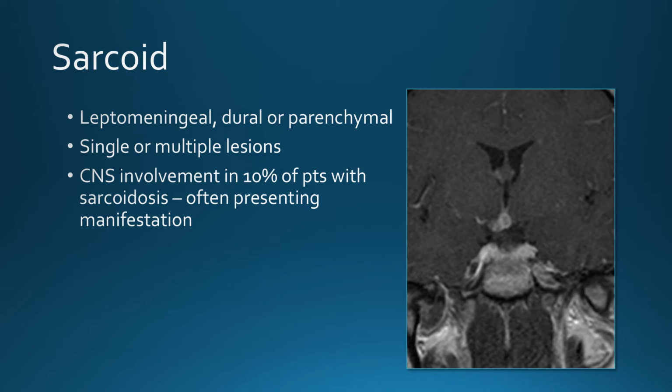So sarcoid can cause either leptomeningeal, dural, or parenchymal enhancing lesions. You may see a single lesion, more often multiple lesions. And CNS involvement occurs in about 10% of patients with sarcoidosis. However, it's often the presenting manifestation, so the patient may not have a history of sarcoidosis when they present with neurosarcoid.